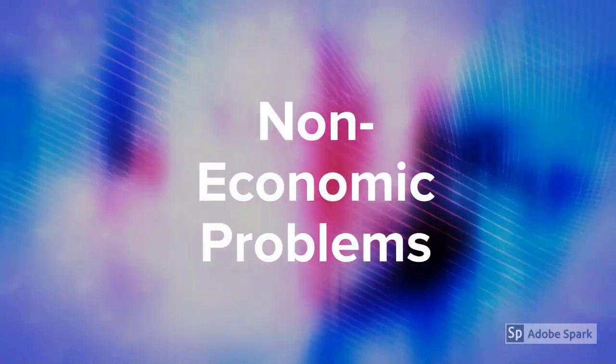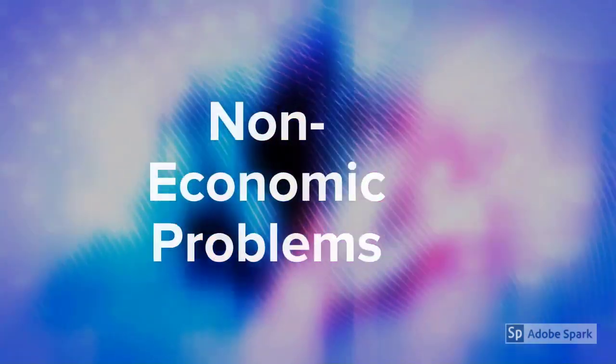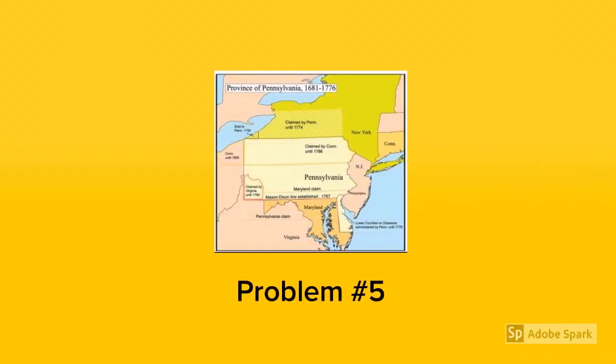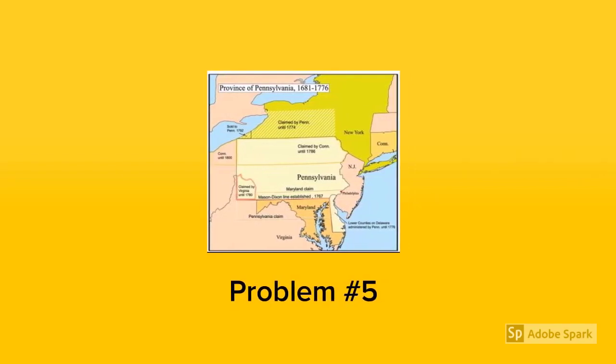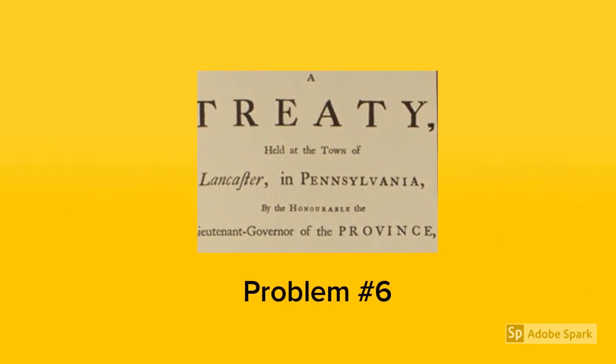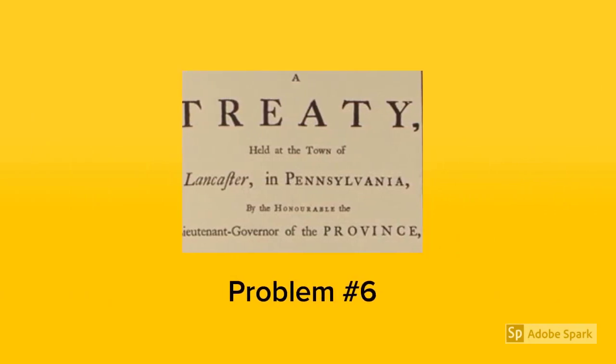The weakness of the federal government under the Articles of Confederation also led to some non-economic problems. The boundaries between states were sometimes not clearly defined, which sometimes led to border disputes between states. In addition, states were permitted to enter into treaties with foreign nations, which led to the potential for conflicting alliances.